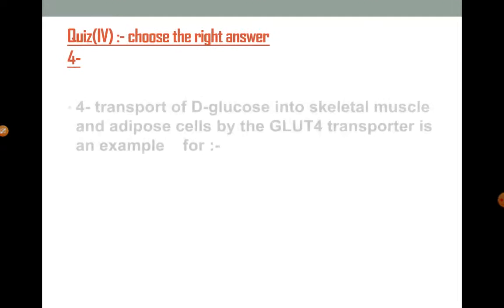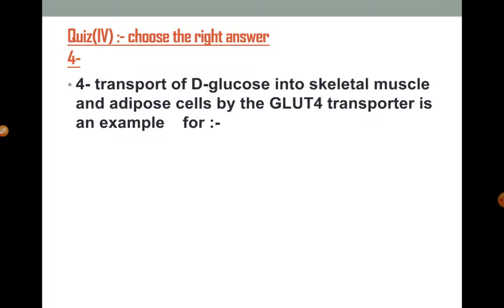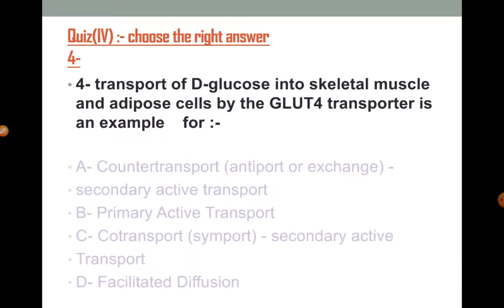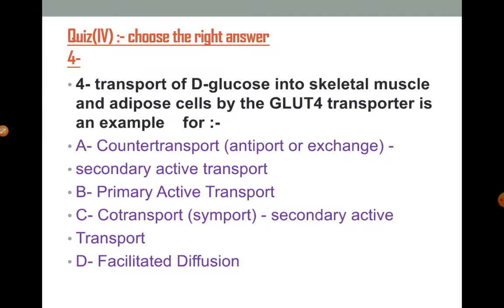Number 4, transport of D-glucose into skeletal muscle and adipose cells by the GLUT4 transporter is an example of A. counter-transport, B. primary active transport, C. co-transport, or D. facilitated diffusion. The answer is D. facilitated diffusion.